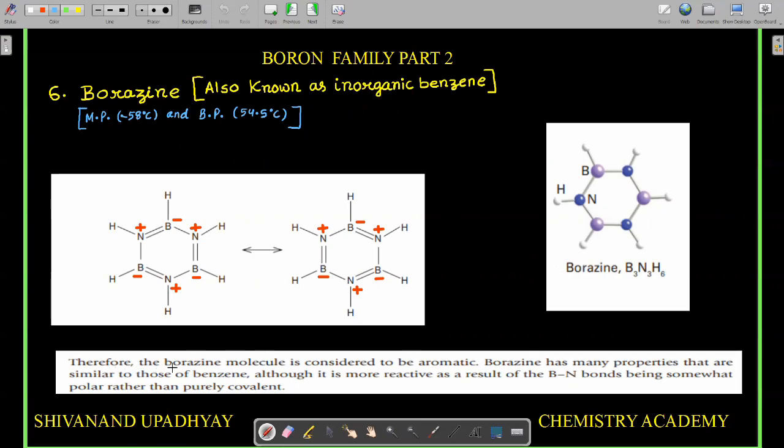So therefore, the borazine molecule is considered to be aromatic. Borazine has many properties that are similar to that of benzene. Both are liquids, both are aromatic, although it is more reactive as a result of the BN bonds, which are polar in nature, being somewhat more polar than the purely covalent bond.